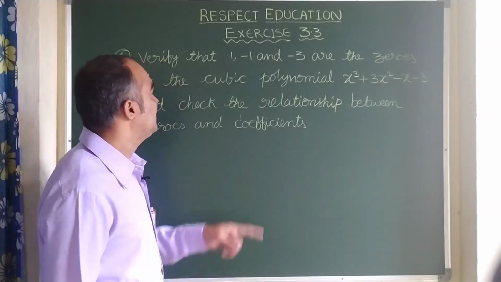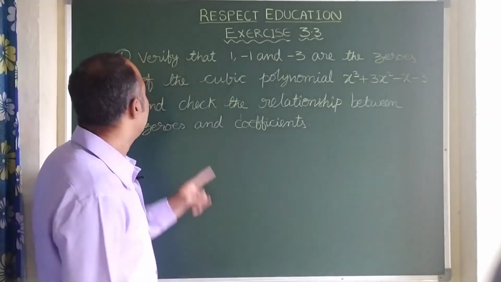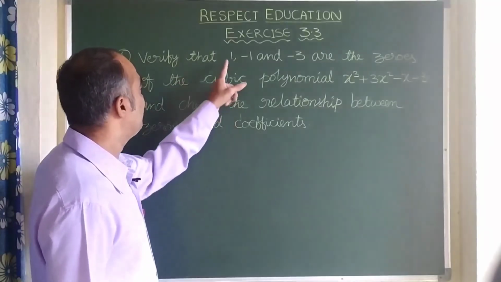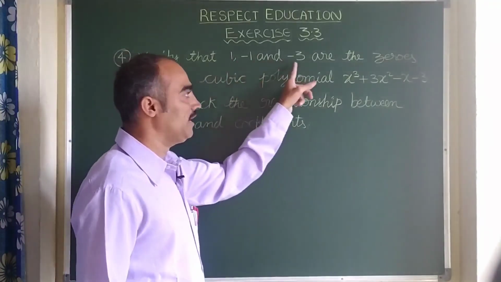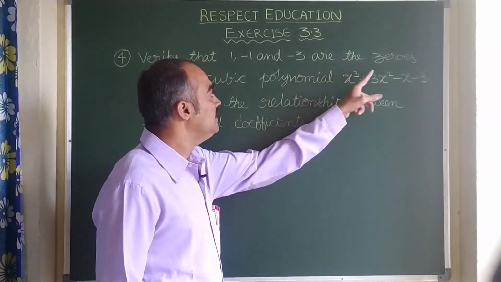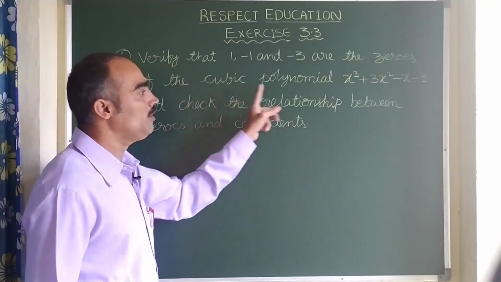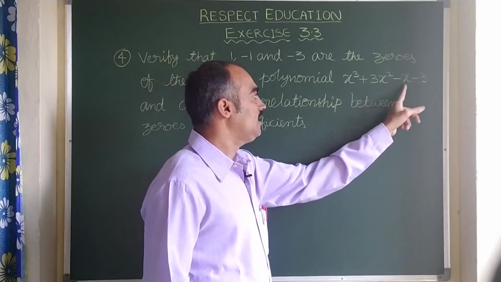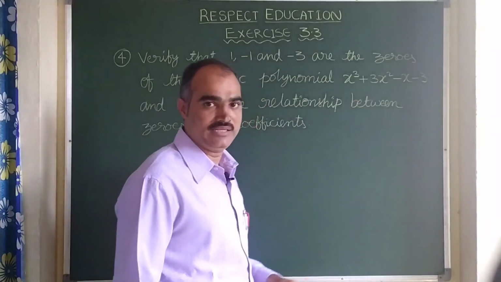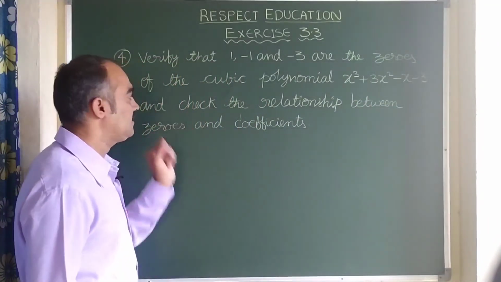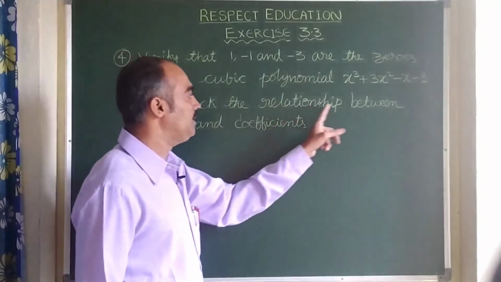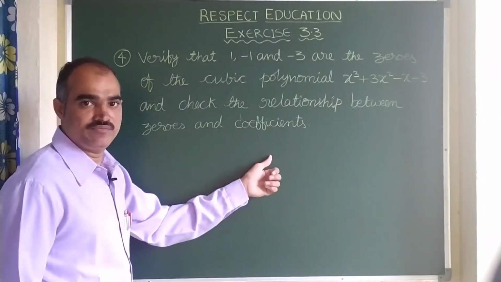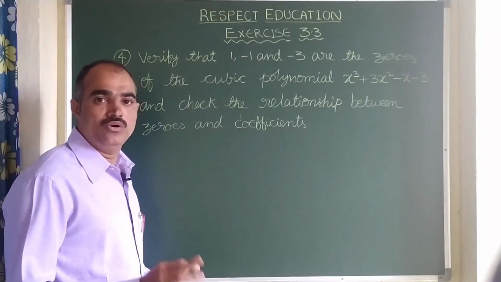Now let us see exercise 3.3, the fourth question. Verify that 1, minus 1 and minus 3 are the zeros of the cubic polynomial x cube plus 3x square minus x minus 3, and check the relationship between zeros and coefficients.